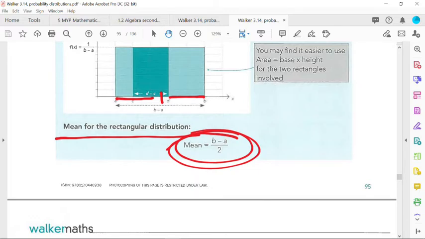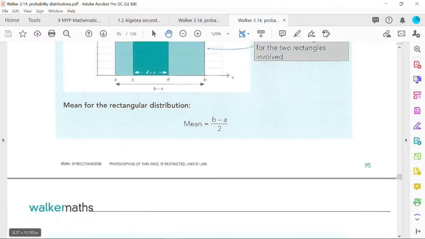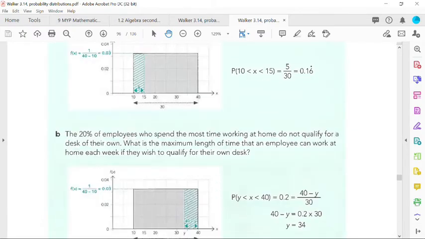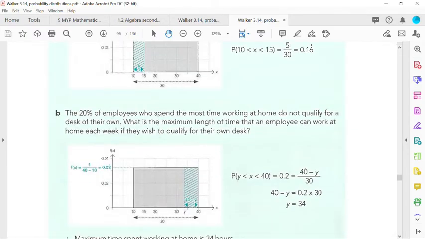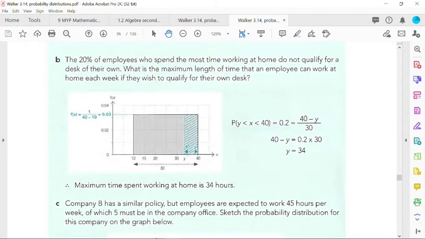So let's see what else they ask you for, and then we're going to set you free doing cubes. The 20% of the employees who spent the most time working at home do not qualify for a desk of their own. What is the maximum length of time that an employee can work at home each week if they wish to qualify for their own desk? So again, don't worry about all the nonsense that they're doing over here. You just do your shading and you can get this.